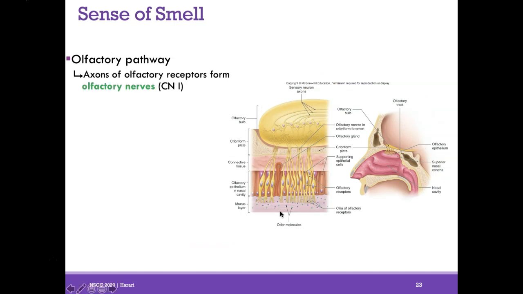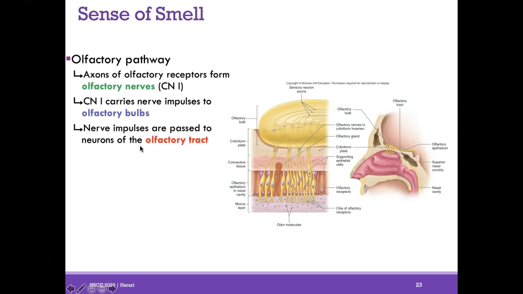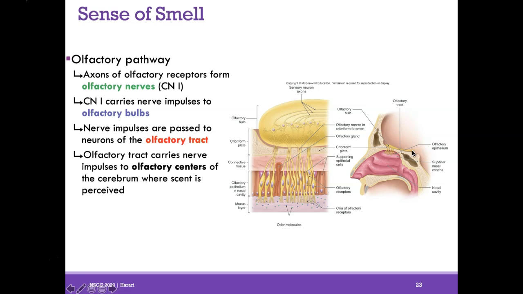So the olfactory receptors all form cranial nerve 1. So cranial nerve 1 is the olfactory nerve, which carries them to the olfactory bulb. The nerve impulses are passed to neurons of the olfactory tract, which then go to the olfactory centers of the cerebrum, specifically in the temporal lobe, where the scent is perceived.